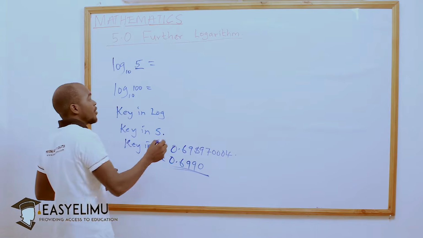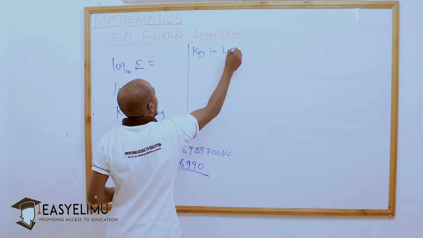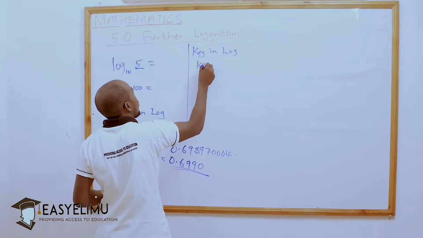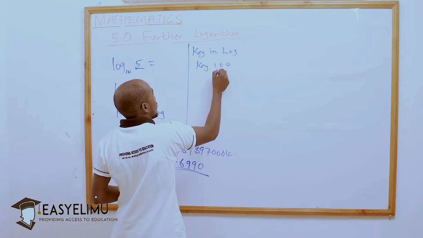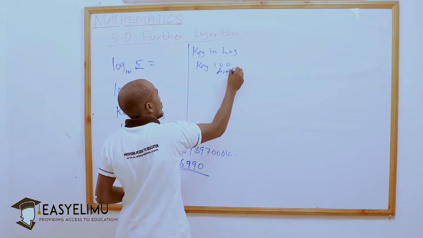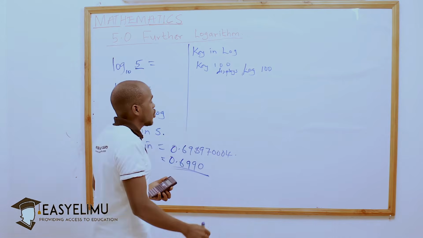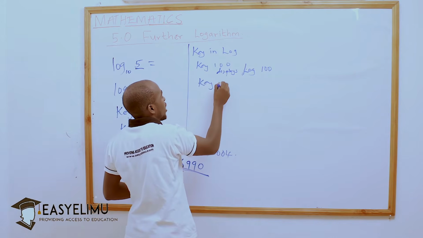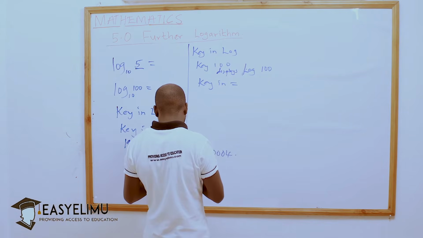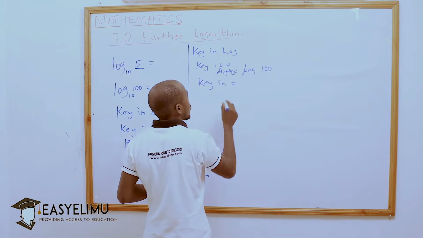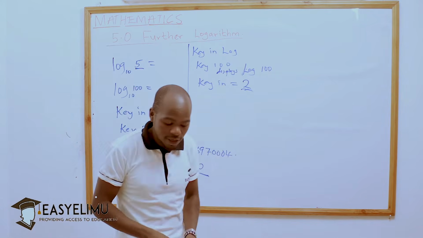And if it is 100, the same applies. Key in log, then key in 100. You will find the screen displays log 100. After displaying that, key in the equal sign, and your screen will give out the answer 2. The screen displays 2 as the answer of log of 100.